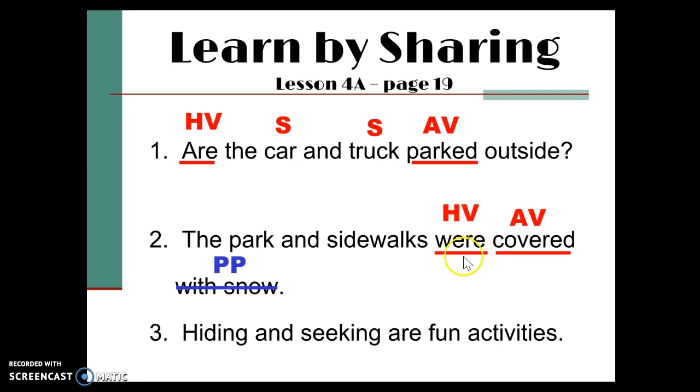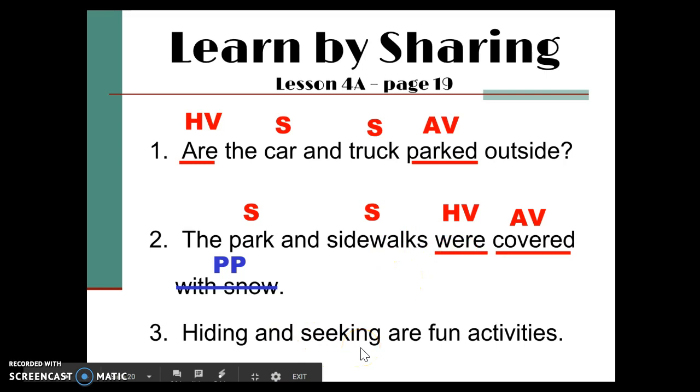In this case, anytime it's used in front of an action verb, it's never, ever going to be a linking verb. Linking verbs can only be your main verb. If it's 2 or 3 verbs together, the front verbs are always helping verbs. Now I'm asking myself, who or what were covered? I see 2 subjects, the park and sidewalks were covered.